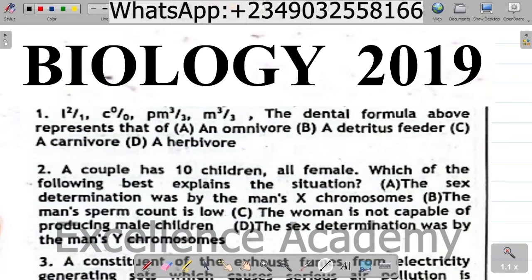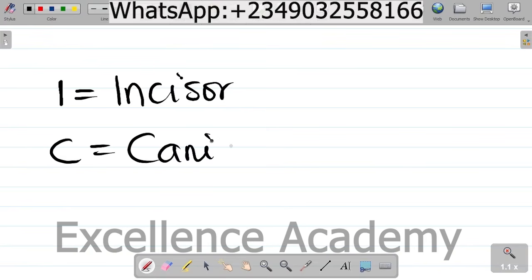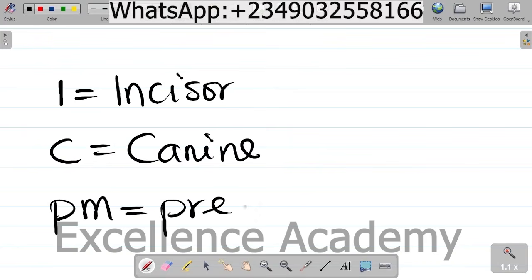By definition, a dental formula shows the number and types of teeth present on one side of the upper and lower jaw. Let's take an instance for that of a human. Man has 4 types of teeth: I representing the incisor, C representing the canine, PM representing the premolar, and M representing the molar. The dental formula for man is I, the incisor, C, the canine, PM, the premolar, and M, the molar.